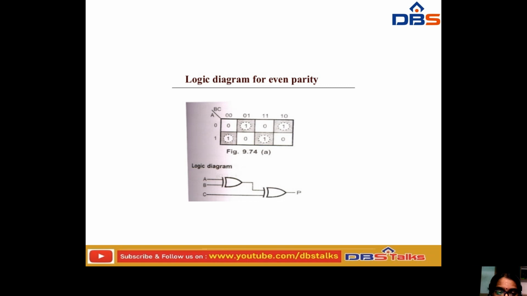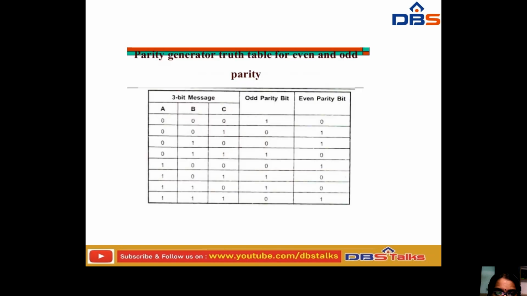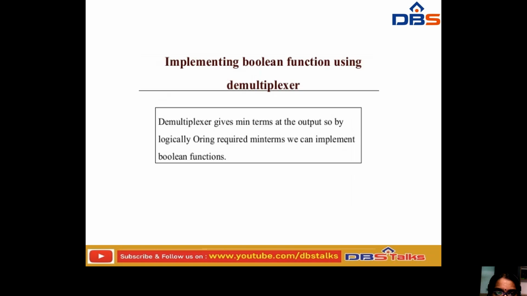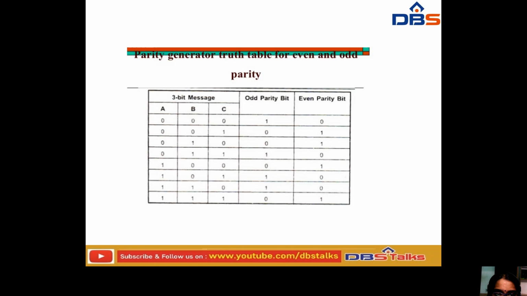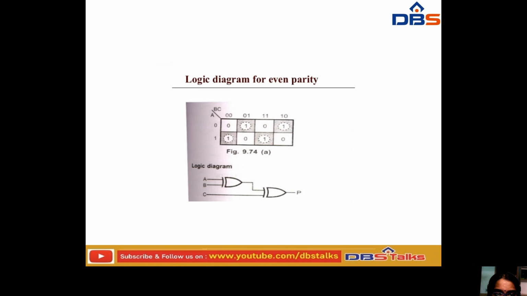So if it is an even parity, at 0 0 0 it is not having any even parity. At 0 0 1, it is having some even parity. At 0 1 1, if you have observed, it is having odd parity, that is, it does not have any even parity, so it is displayed with 0.